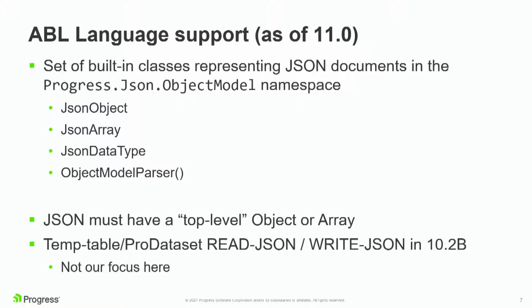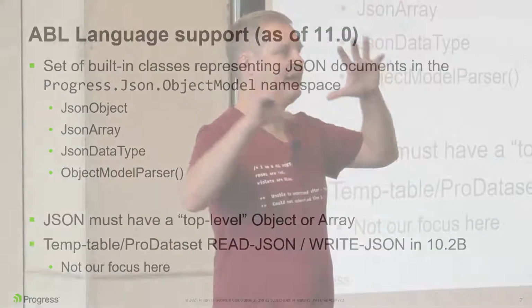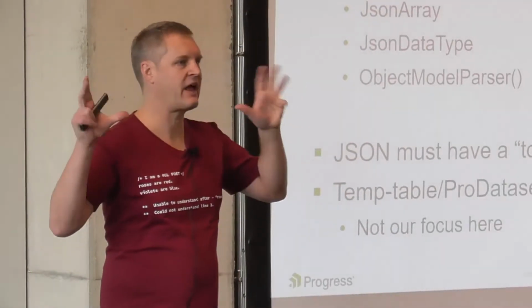JSON object, there's a Progress.Json.ObjectModel namespace, and the ones we really care about for this purpose anyway are JsonObject, JsonArray, and JsonDataType, as well as the ObjectModelParser. And that is our friend for loading stuff in. If we're reading files off disk, ObjectModelParser, and in other places too. In ABL, JSON has to have an outermost array or an object.